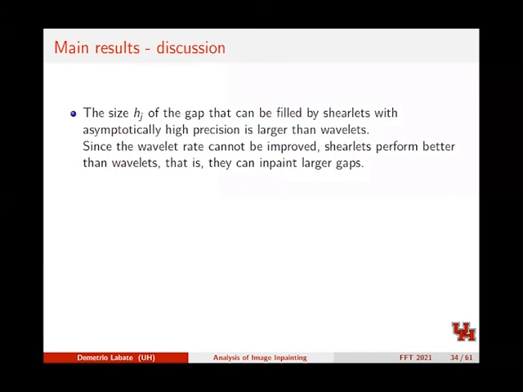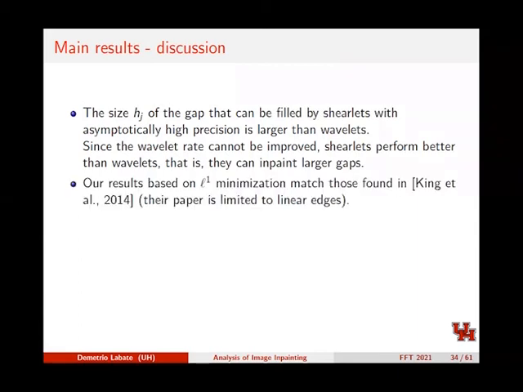So let me first make a brief discussion about the result, right? The theorem shows that the size of the gap that can be filled with shearlets with asymptotically high precision is larger than for wavelets. And in fact, the wavelet result cannot be improved, so the result is in a way sharp, telling us that shearlets are probably better than wavelets in the specific sense that I presented, in the sense that they can inpaint a larger gap.